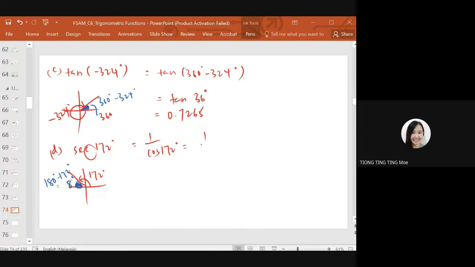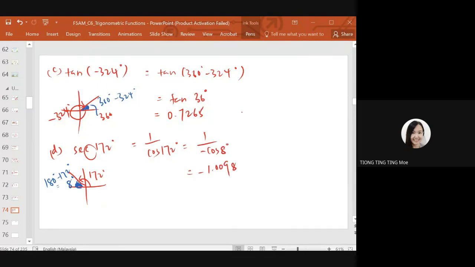So equal to 1 over cos 8 degree. But look at here. Is this negative or positive? Cos is the x coordinate, and the x coordinate is negative. So 1 over negative cos, so negative 1.0098.